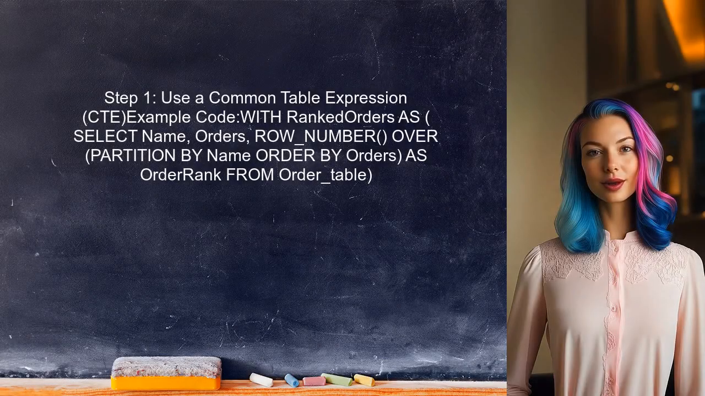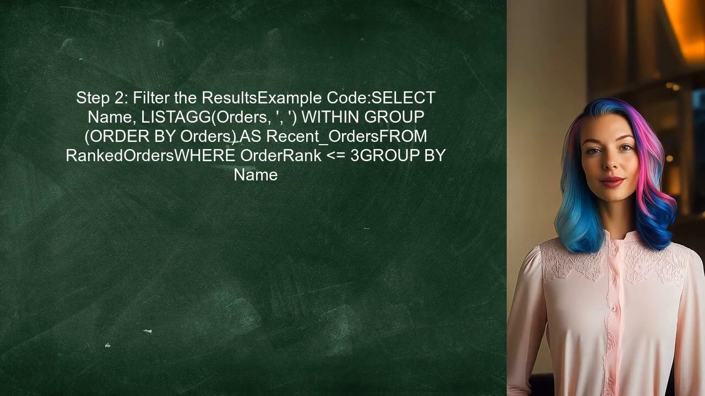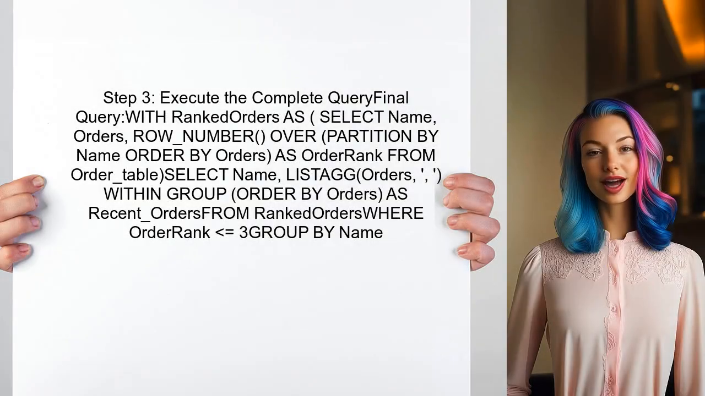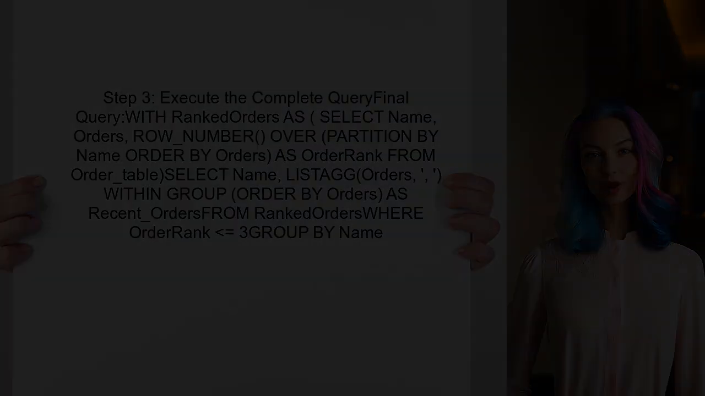To limit the results of the LISTAGG function to only the first 3 rows, the user can use a common table expression, or CTE, to first rank the orders for each name. Next, the user should select from the CTE, filtering the results to include only those rows where the rank is 3 or less. This will ensure that only the top 3 orders are considered. Finally, the user can execute the complete query to retrieve the desired output. This will group the orders by name and concatenate the first 3 orders into a single column.